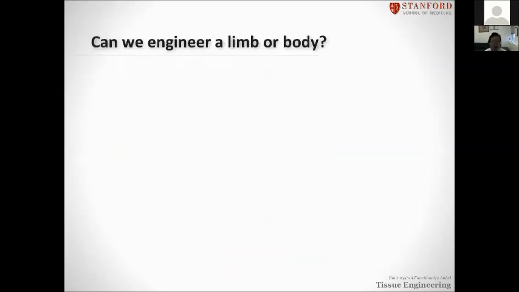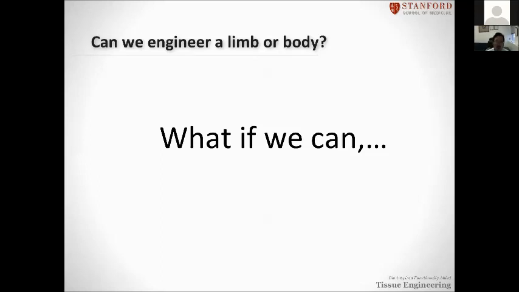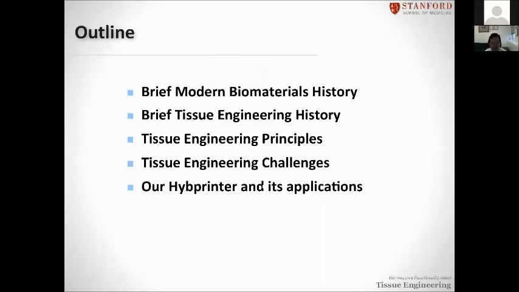So the question: the concept of tissue engineering or regenerative medicine was proposed to solve the shortage of organ transplants. Can we engineer the limb of the body to restore the lost function of the patient? What if we can? We would totally change the practice of medicine. So today I would like to briefly share with you a brief history of modern biomaterials, a brief history of tissue engineering in the field, the tissue engineering principles and the challenges we are facing, and our bioprinter and its application.